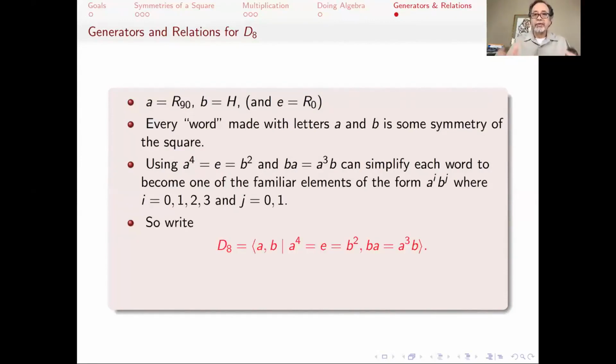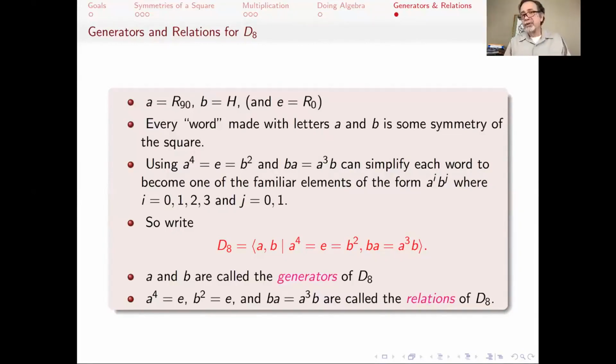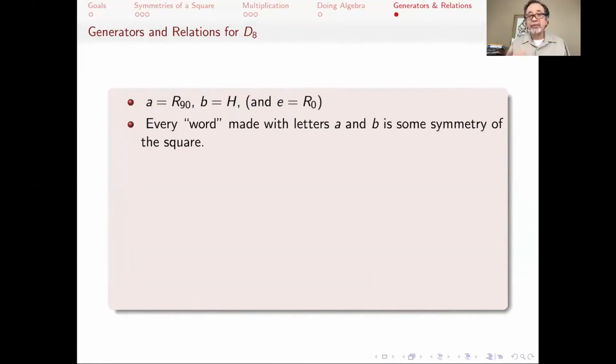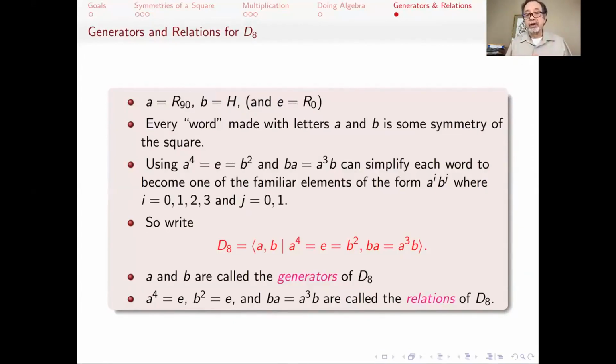If both I and J are 0, A to the 0, B to the 0, that's going to be our E. Another way of writing D8 is to use pointy brackets. The way we read that is that D8 is generated by A and B, but with the following relations. A to the fourth equals E equals B squared, and BA is A cubed B. A and B are called the generators of D8. You can have different generators. You could have different relations. The point is that you don't need anything else other than the three that we have because you can reduce every word down to one of our familiar forms.